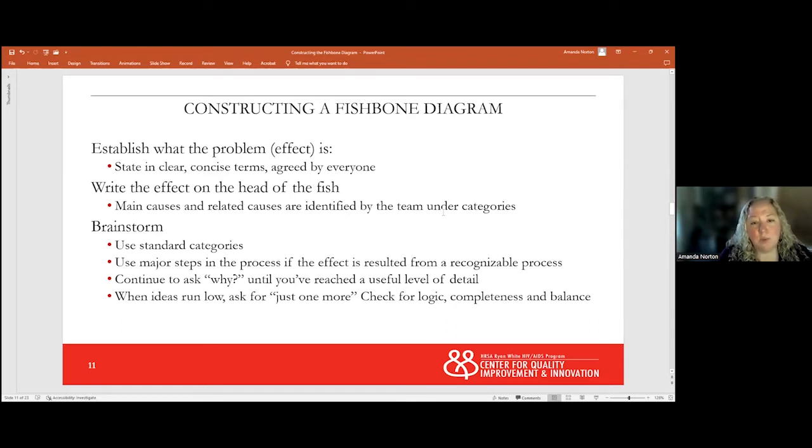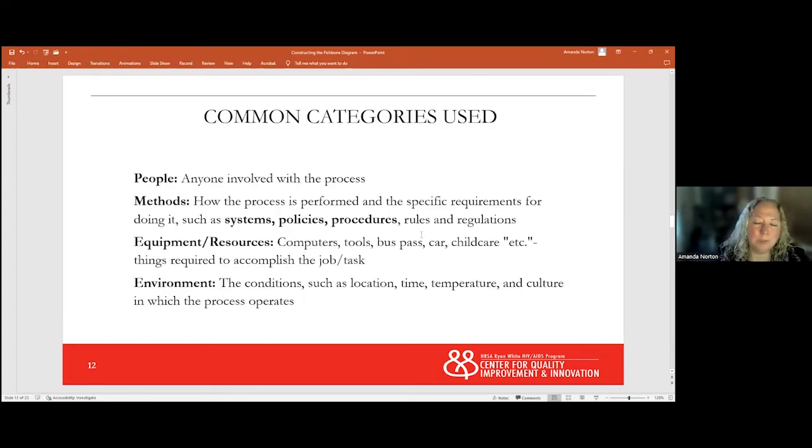When you're thinking about different categories, if you're running low, you might say to your team, let's just look for one more and check to make sure that logically you feel like you've caught all of the potential categories. Now, what are some common categories used? They're going to feel pretty simplistic when you look at them. So commonly the categories, or the spokes of the fishbone, are going to be people, methods, equipment or resources, and environment. We sometimes go through several M's.